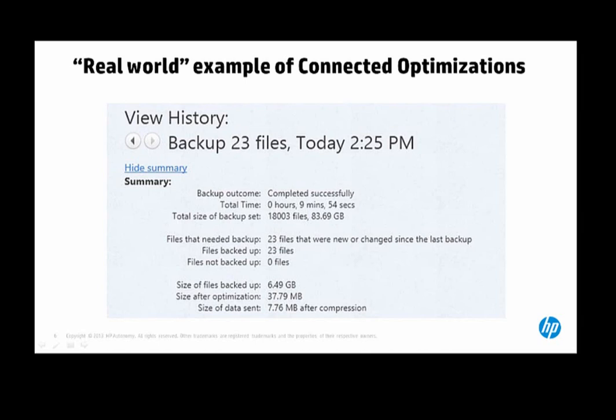This is an example of the optimizations that I've just been discussing. It comes from a real-world user. You can see that this particular user has over 83 gigabytes of material under protection in some 18,000 files. On this particular day, there were 23 files that were new or changed. But look, those files represented almost 6.5 gigabytes of material. After the send once and delta block optimizations had been applied, there was only 37.79 megabytes of unique material, and after compression, there was actually only 7.7 or 7.8 megabytes of material that needed to be sent.